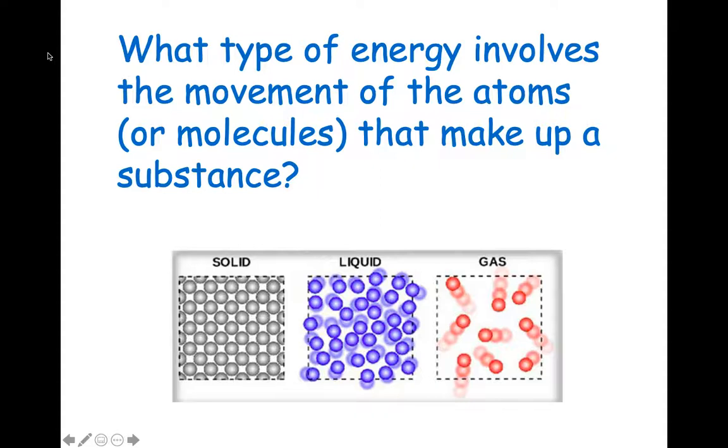What type of energy involves the movement of the atoms or molecules that make up a substance? You just saw this type of energy in the simulation when you looked at the movement of those neon atoms. What type of energy do you think it is?